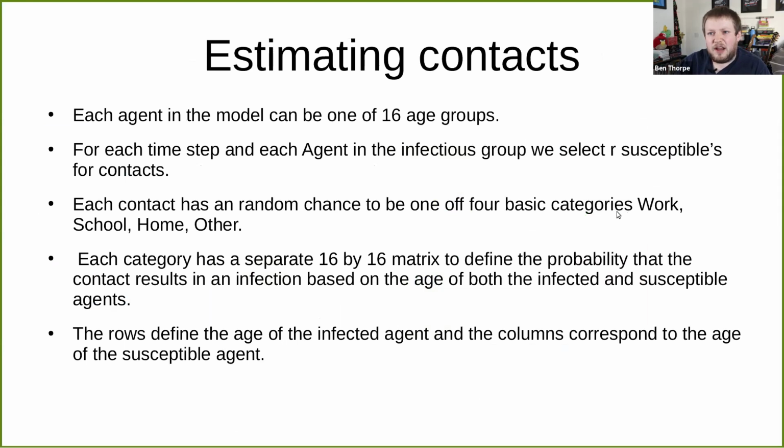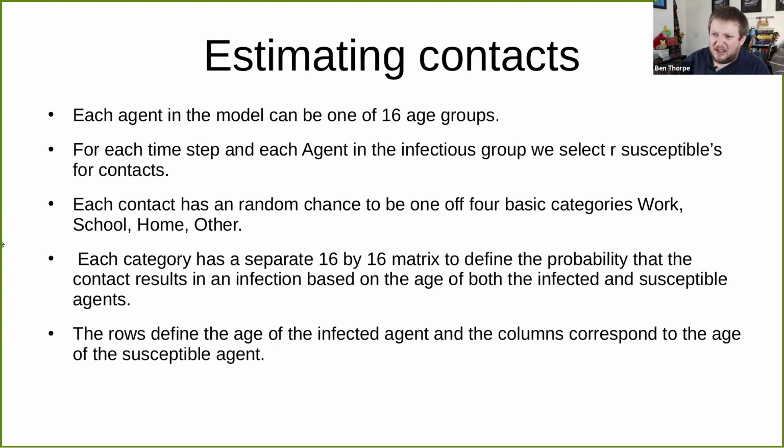If we move on, estimating the contacts now. Each agent in our model can be one of 16 different age groups. This allows us to change how the contacts work depending on how old the person is. Children will be at school most of the time, adults will be at work, and the elderly probably won't be either, they'll be off in the coffee shop or something. So everyone has different rates of contacts based on their age. Each time step, we say how many people are infectious, and each of them gets R contacts, which is just a number that we decided based on how infectious the virus is.